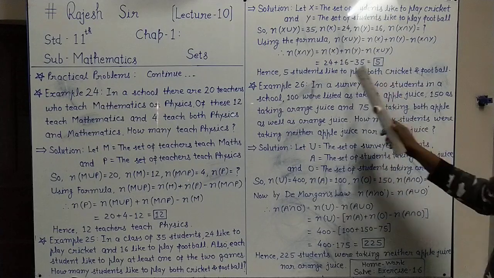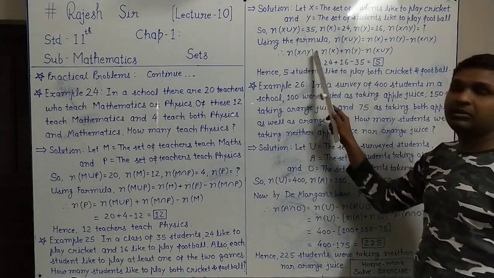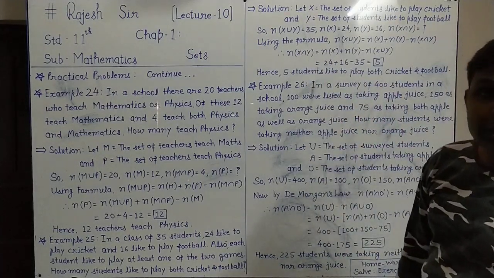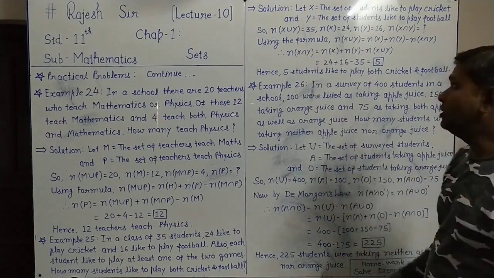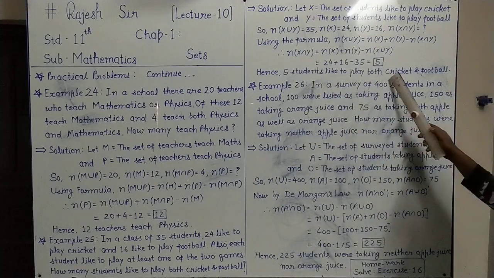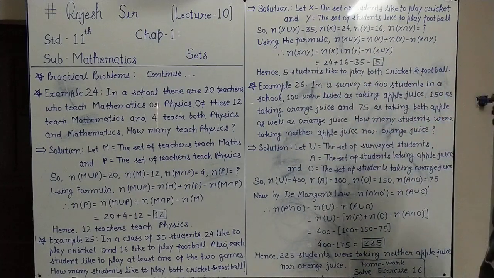So this 5 shows X intersection Y, and X intersection Y shows the students playing both cricket as well as football. So hence 5 students like to play both cricket and football.